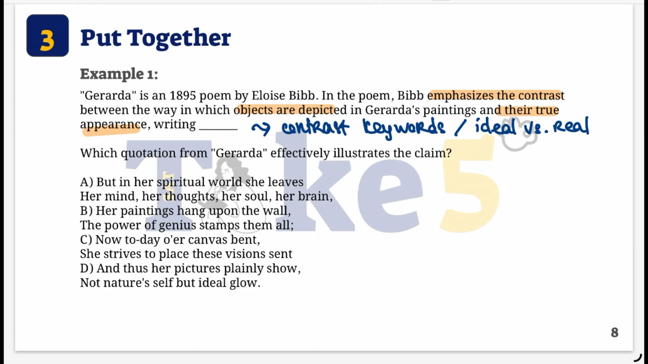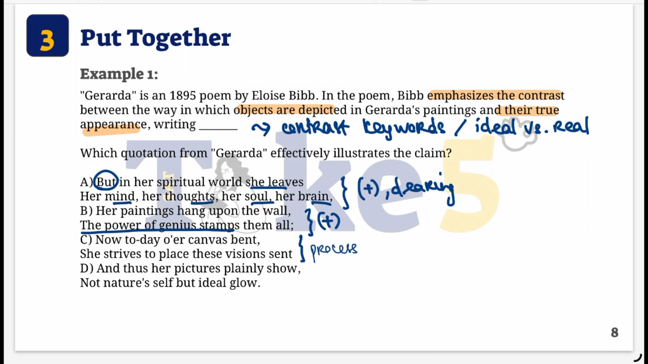A talks about the deep emotion she has in her art. She leaves her mind, her thoughts, her soul, her brain. Even though it has contrast keywords like but, it's a daring, positive feeling and not related to the contrast structure of the claim. So we put a positive sign here. B praises the quality of her paintings, as the power of genius stems them all, so it's also a positive feeling. C describes her process, so it's a neutral feeling and unrelated to the contrast structure that we are looking for.